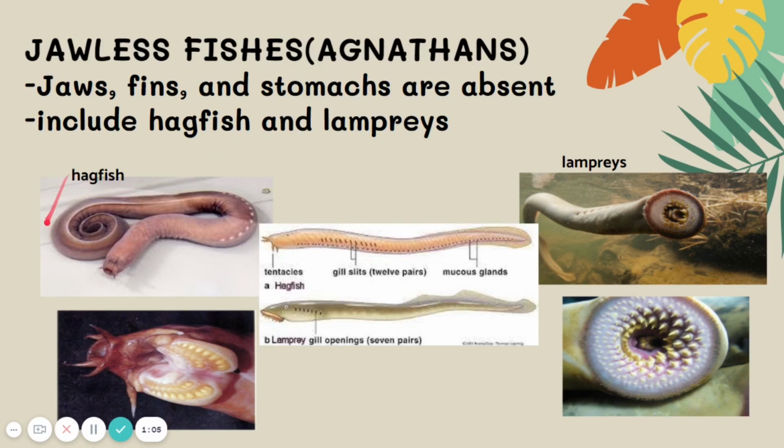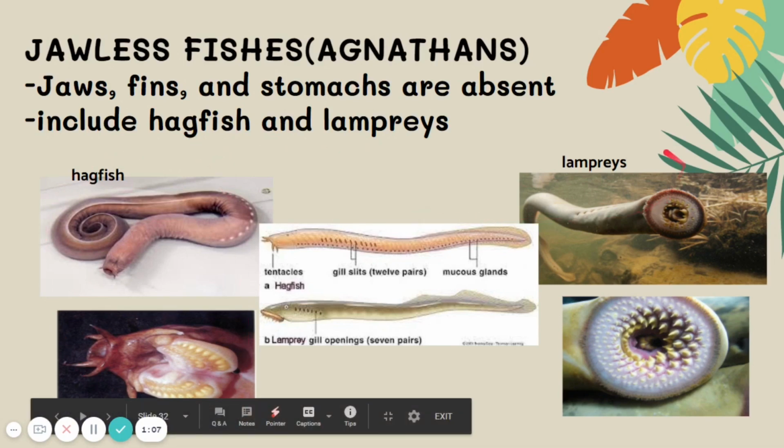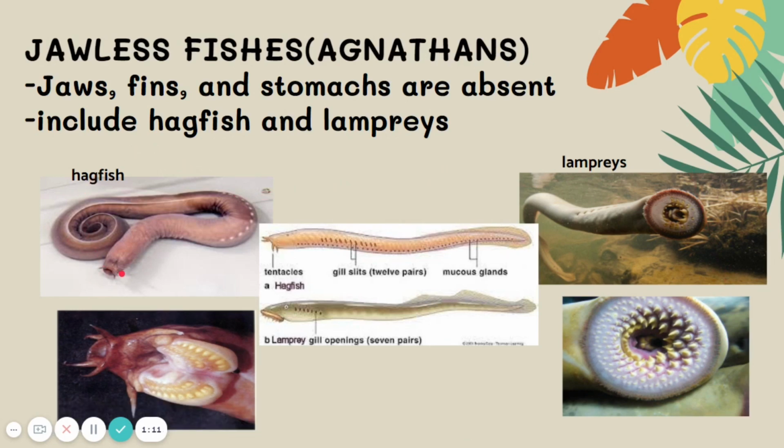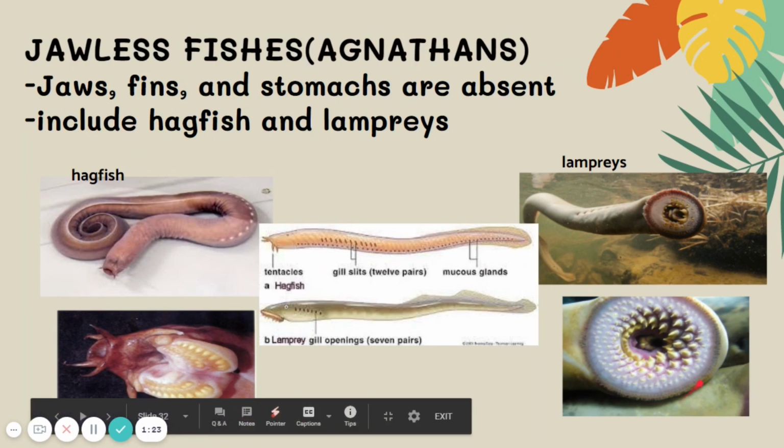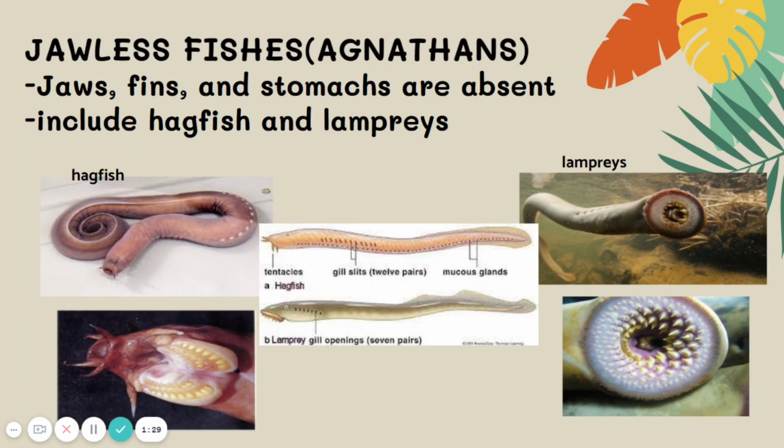So this is the hagfish and this is the lamprey. Hagfish are exclusively marine scavengers that feed on soft-bodied invertebrates and dead fishes. Lampreys are filter feeders, and they also have a round, muscular mouth used to attach themselves to another fish and suck nutrients from the host's cardiovascular system.